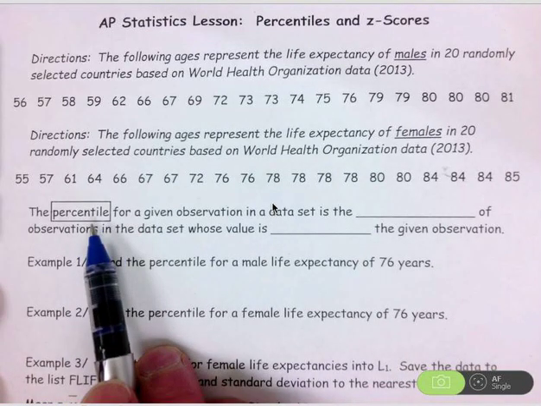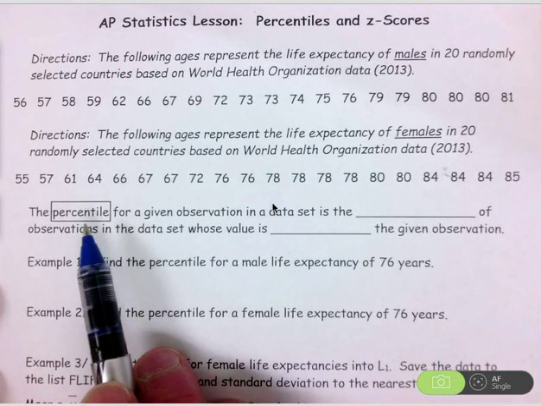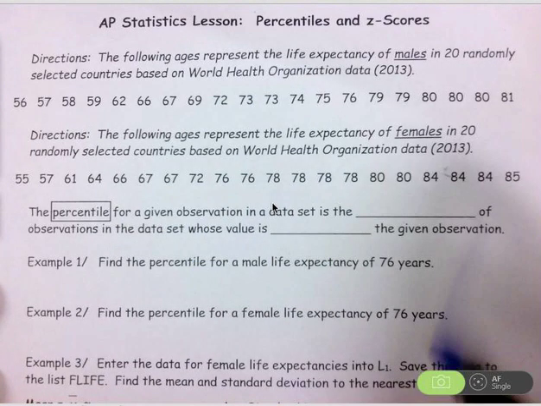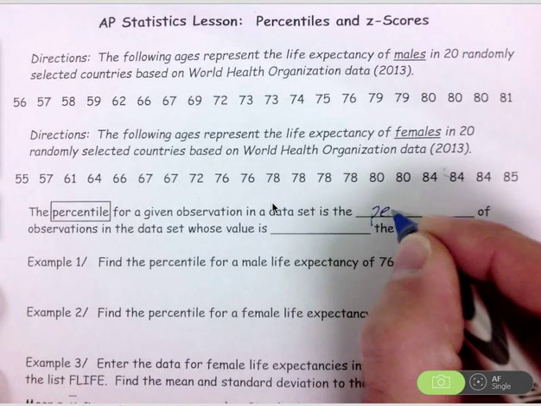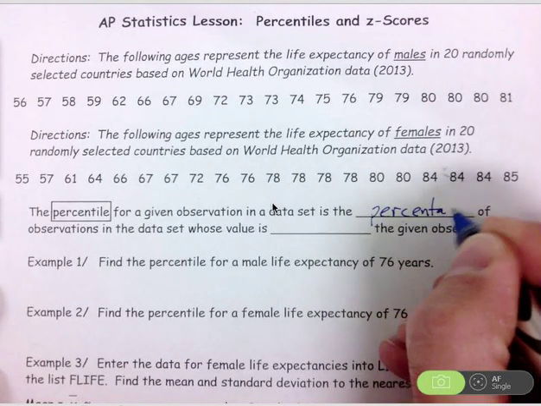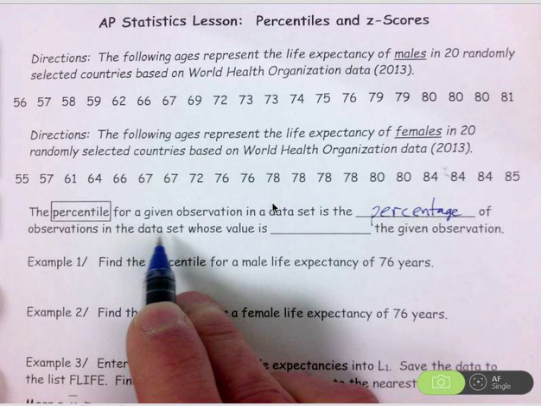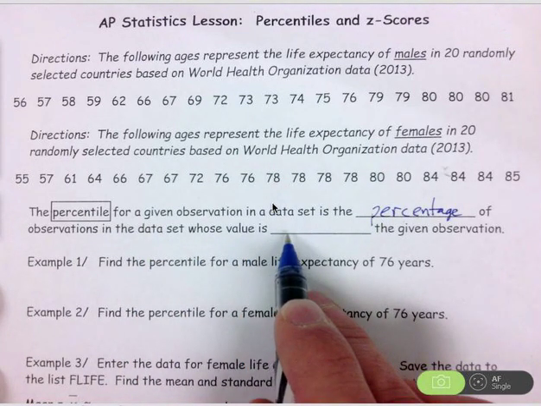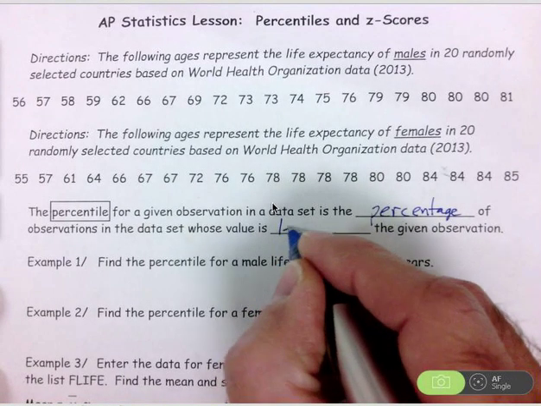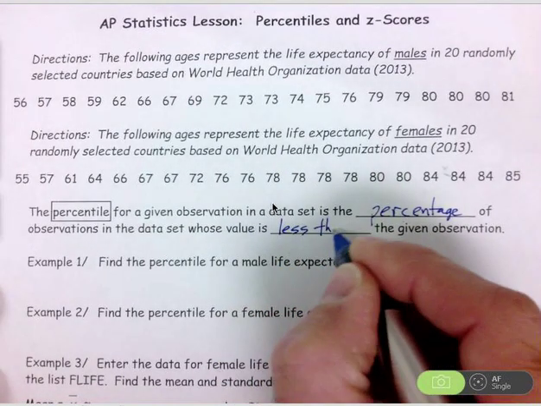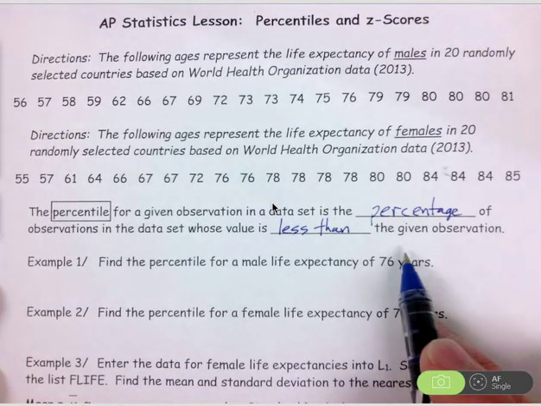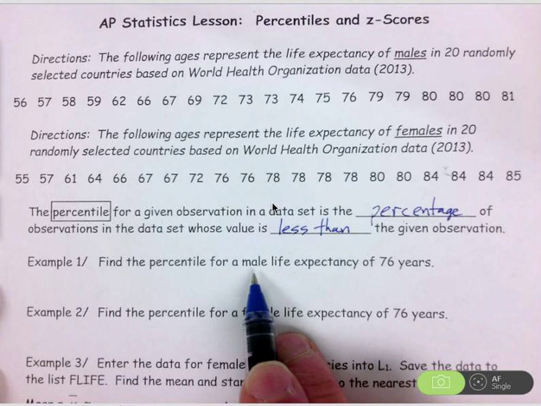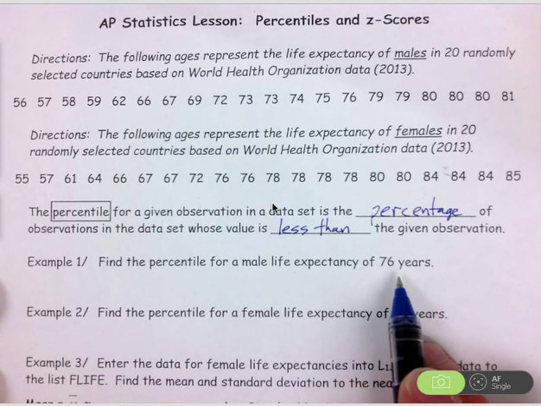So this is the definition of a percentile. A percentile for a given observation in a data set is the percentage of observations in the data set whose value is less than the given observation. That's all it is. So, for instance, example 1, the percentile for a male whose life expectancy is 76 years.